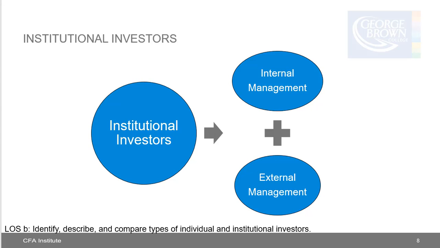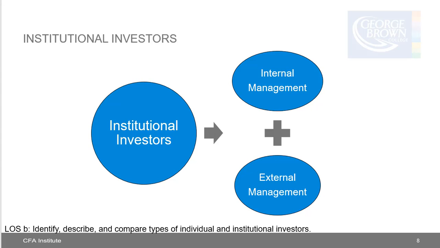Other institutional investors outsource the investment of the portfolio to one or more external investment firms. An example of this may be a university endowment. A university has had donations made to it. They have millions and millions of dollars that need to be managed, but they're going to outsource that portfolio to an external investment firm. Okay? So the choice between internal and external management will often be driven by the size of the institutional investor, with larger institutional investors better able to afford the resources required for internal management.